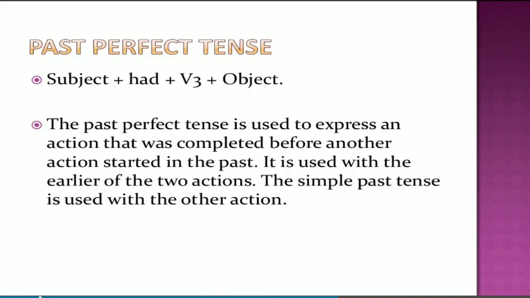So past perfect tense, subject plus had plus V3, the past participle form. So she had gone to the market. She had gone. Go is the present form, went is the past form, gone is the V3, the past perfect form.